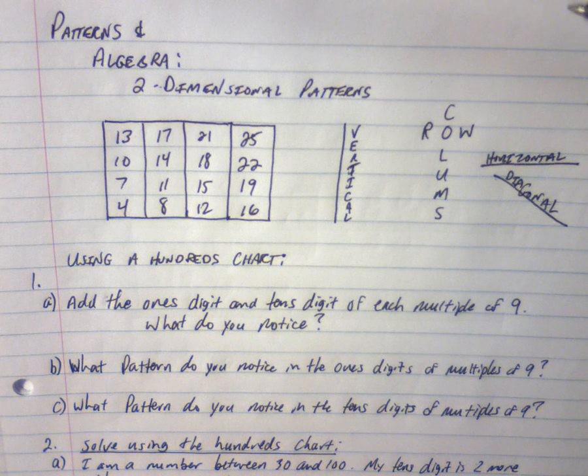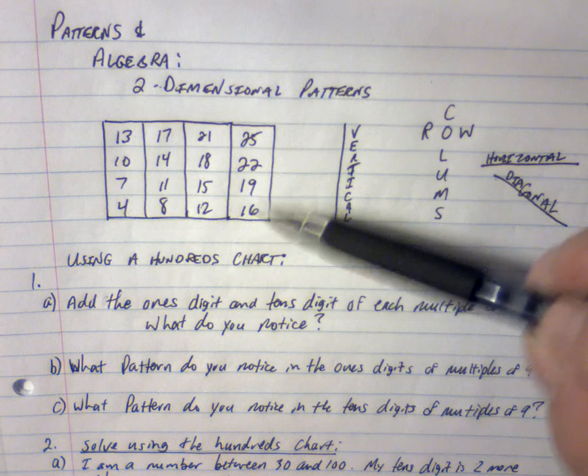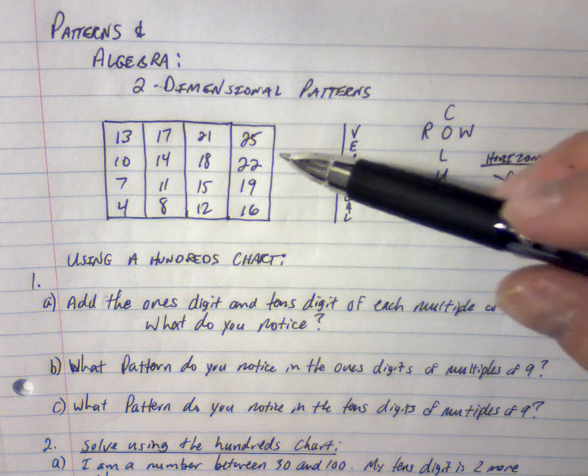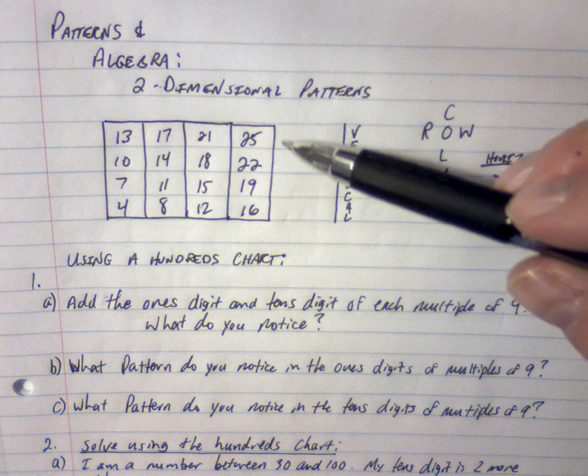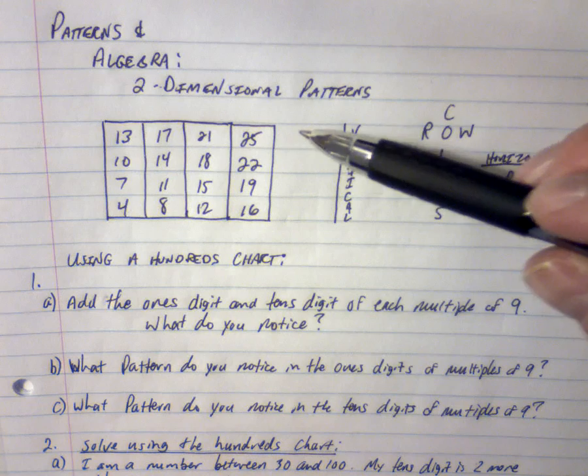Now with two-dimensional patterns, what I mean by that is usually we'll have a grid that looks something like this, or you might be more familiar with a Microsoft Excel spreadsheet, or Google Sheets that you might have used in class. Now when we use grids like this and spreadsheets, they have rows and they have columns.